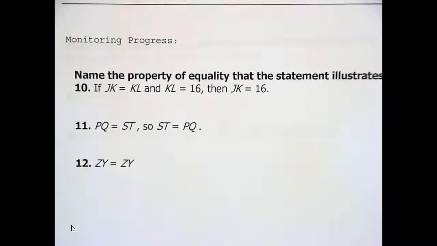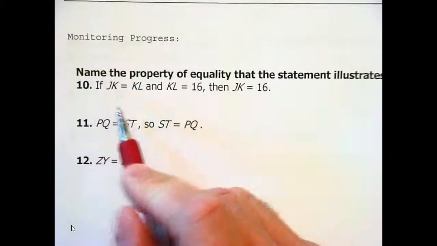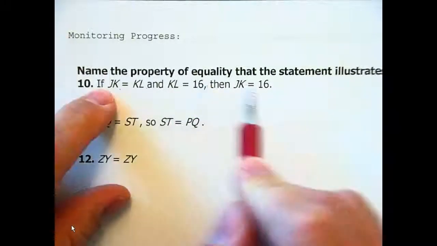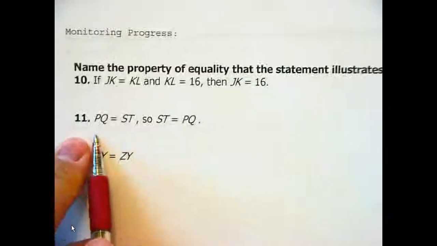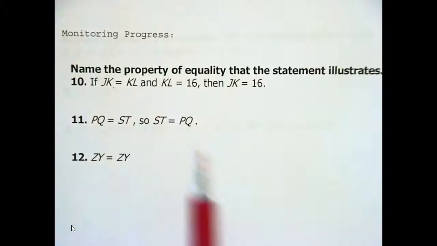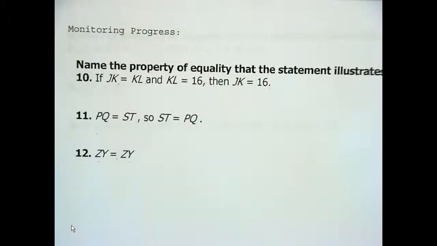Okay, what is number 10? Nathan, what do you got? Yeah, transitive. JK equals KL. KL equals 16. JK equals 16. No joke about it. Okay? How about 11? PQ equals ST, so ST equals PQ. Brennan? Symmetric. And then the same on both sides is? Reflexive. Okay, very good.